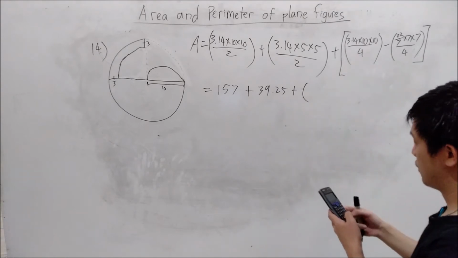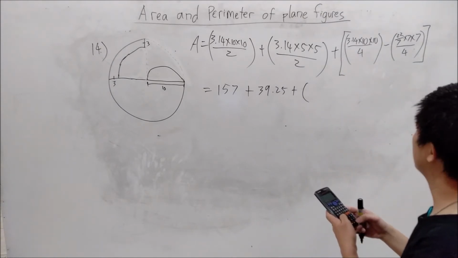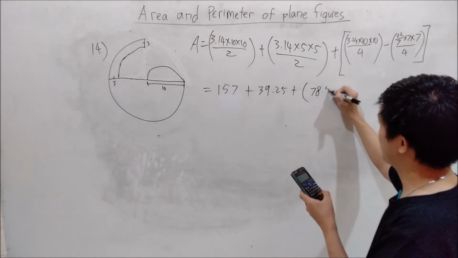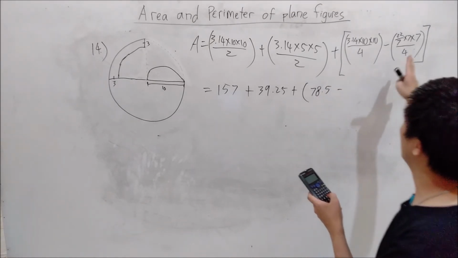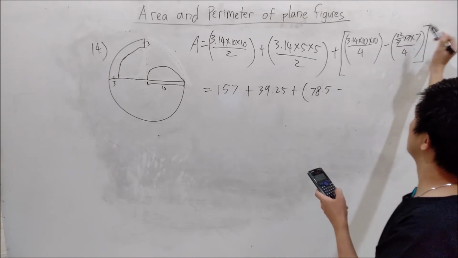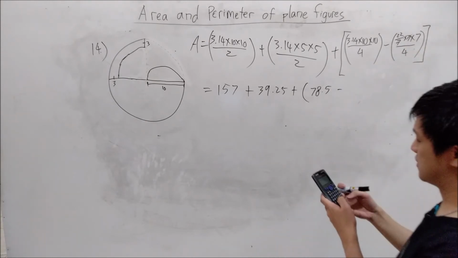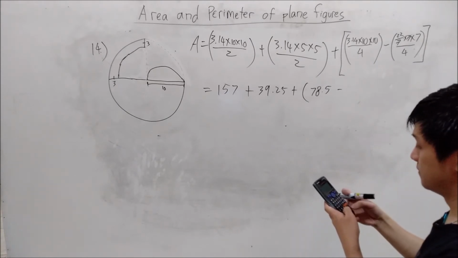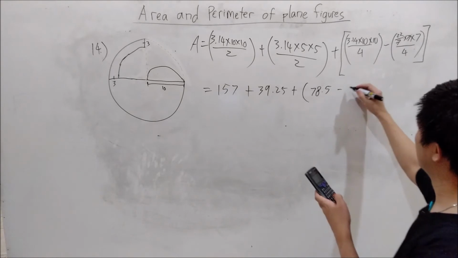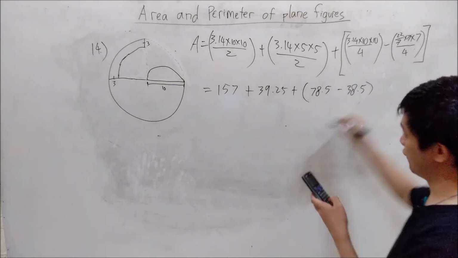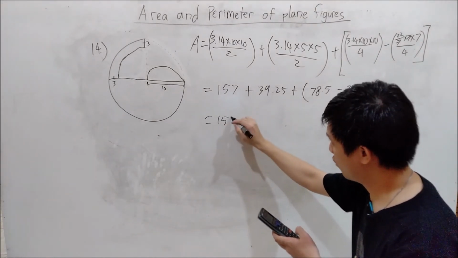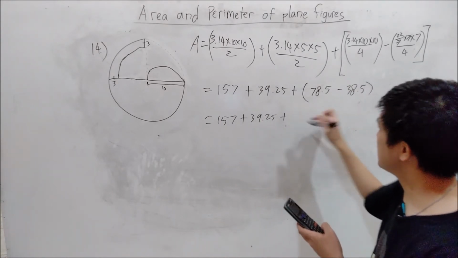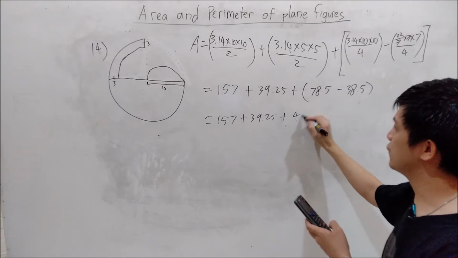So we have 314 divided by 4, 78.5, but you have to take away the small part. So it is 154 divided by 4, 38.5. Then 157, 39.25 plus, when you minus it, it will give you 40.